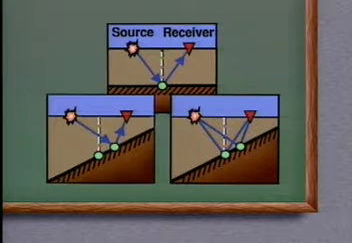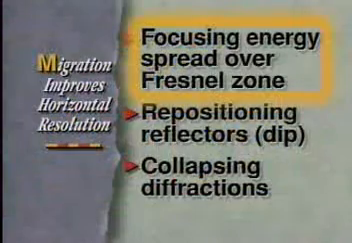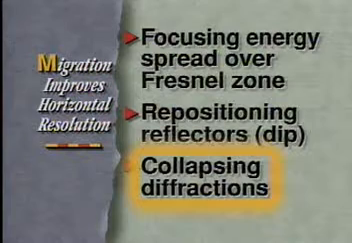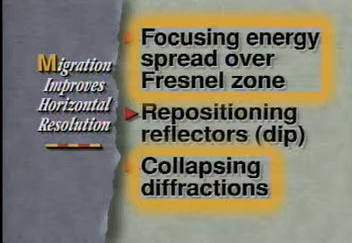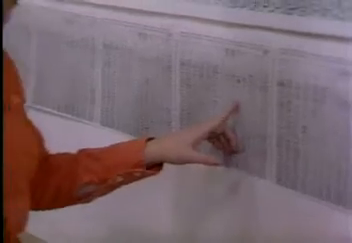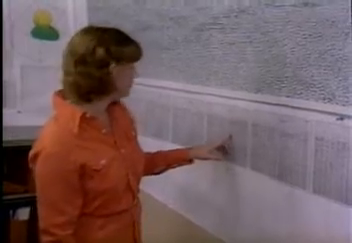Basically, migration improves horizontal resolution by focusing energy spread over a Fresnel zone, repositioning out-of-place reflections caused by dip, and collapsing diffractions from points and edges. Collapsing energy from diffractions and focusing energy spread over Fresnel zones make amplitudes more accurate and more directly indicative of reservoir properties.